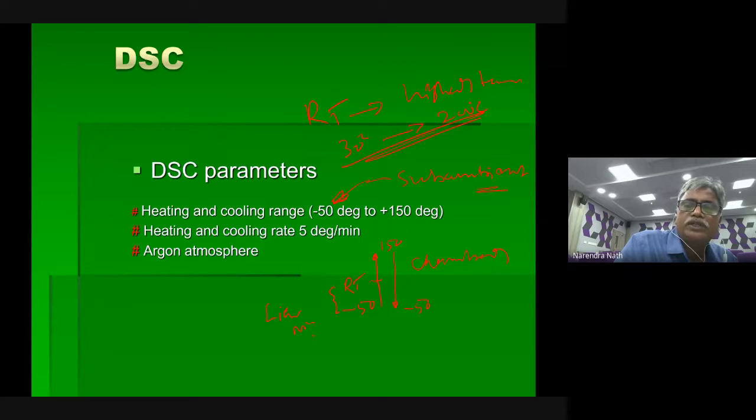You have to purge it. Then you should know how to slowly raise the temperature. Then again room temperature. From room temperature to above, liquid nitrogen is not required, but argon atmosphere is required. Whereas here, liquid nitrogen as well as argon atmosphere, because the whole process is under a controlled atmosphere.